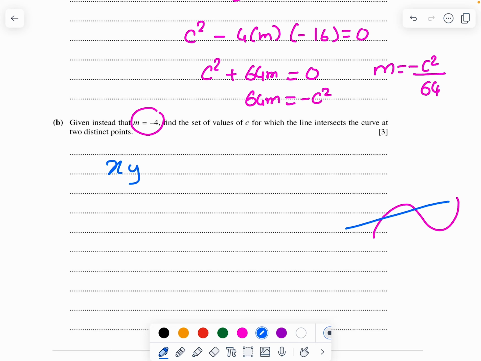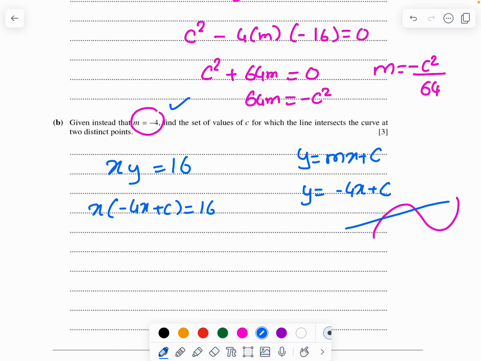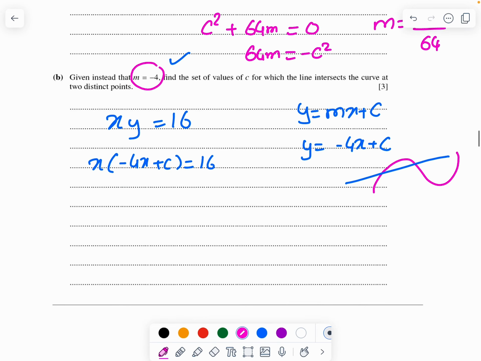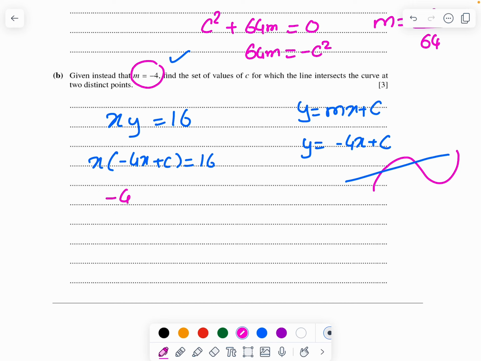So same, xy equals 16, y equals mx plus c, but he has given the m value as negative 4. So negative 4x plus c. So x times negative 4x plus c equals 16. So negative 4x square plus cx minus 16 equals 0. This is A, B and C.